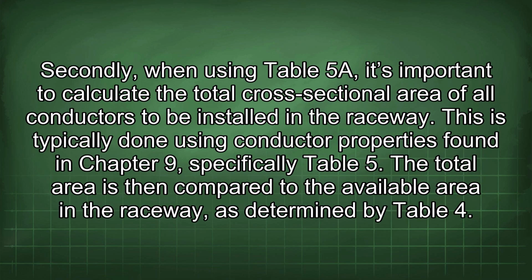Secondly, when using Table 5a, it's important to calculate the total cross-sectional area of all conductors to be installed in the raceway. This is typically done using conductor properties found in Chapter 9, specifically Table 5. The total area is then compared to the available area in the raceway, as determined by Table 4.